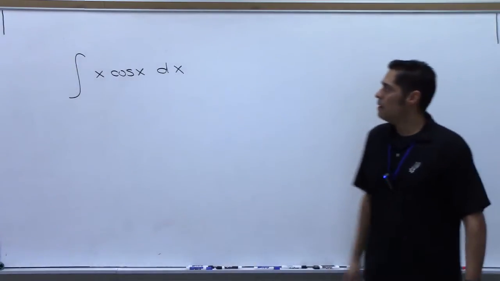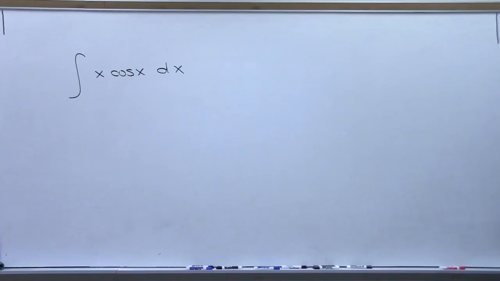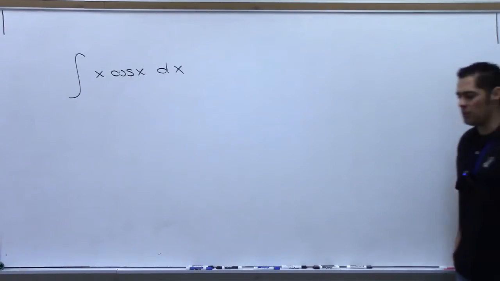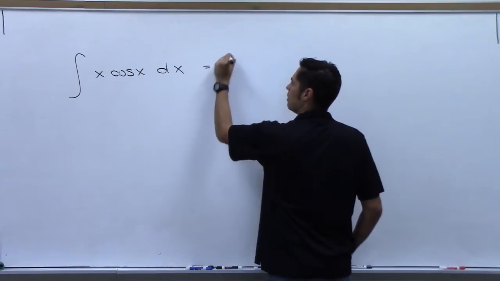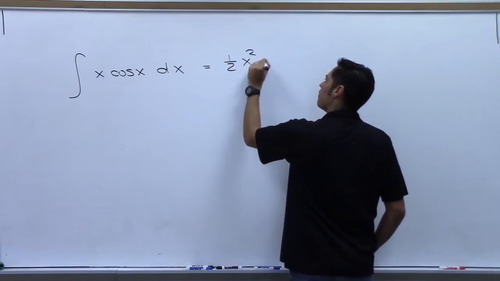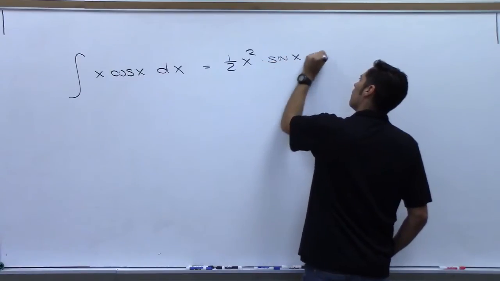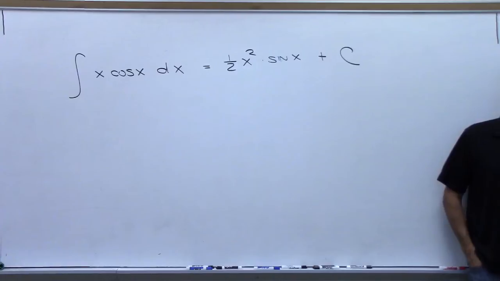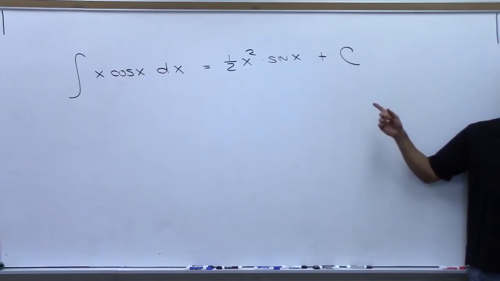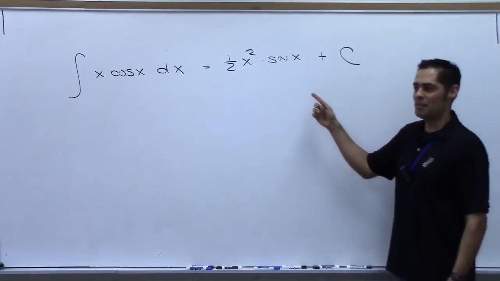So what do you think a common mistake would be for someone trying to find the antiderivative of this? How about this? This class would be very easy that way, wouldn't it? If that were the case.